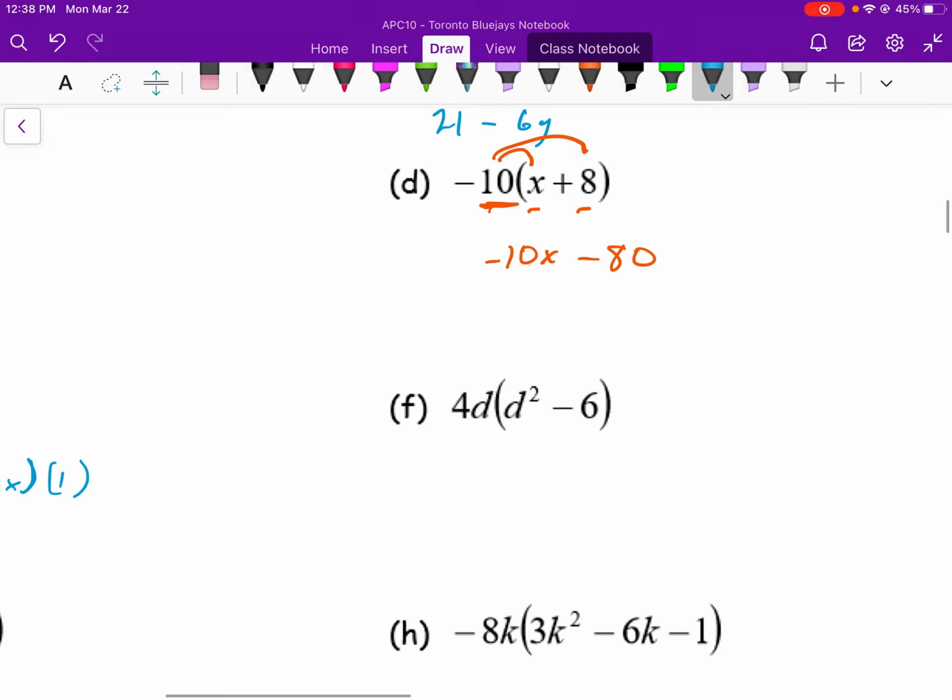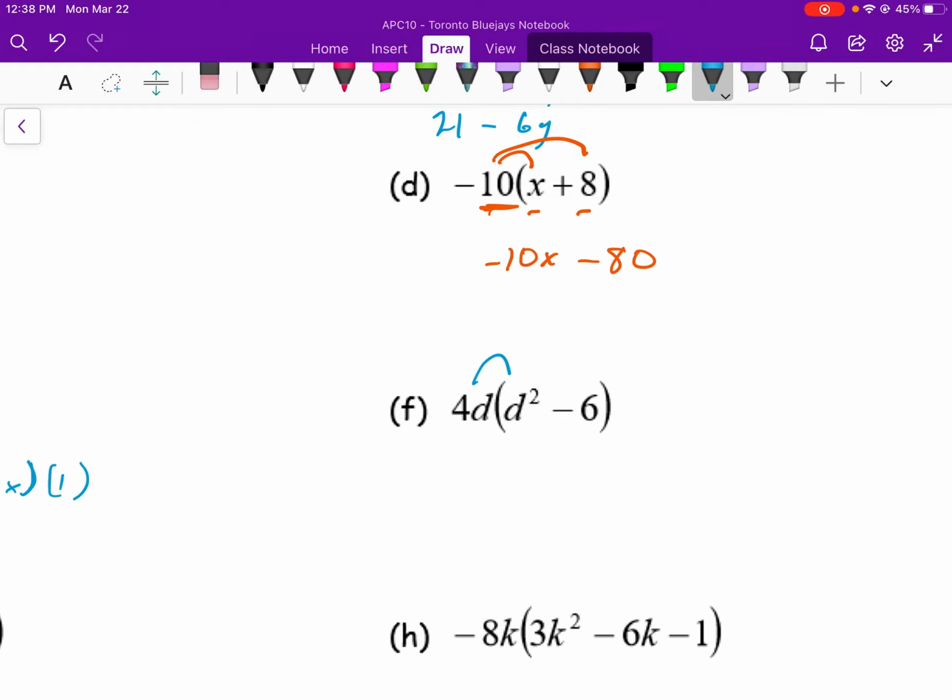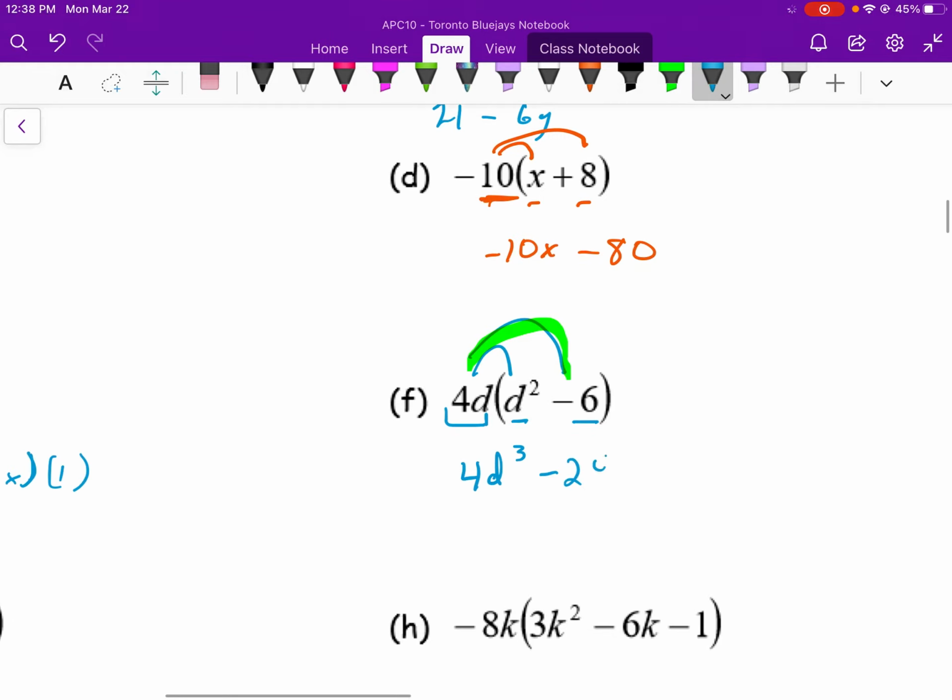Now f. Again, I notice that I have a monomial times a binomial. 4d times d squared is 4d cubed. 4d times negative 6, well, 4 times negative 6 is negative 24d.